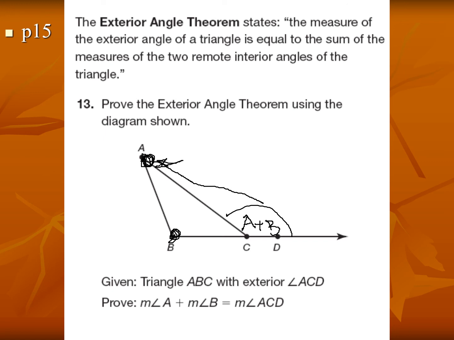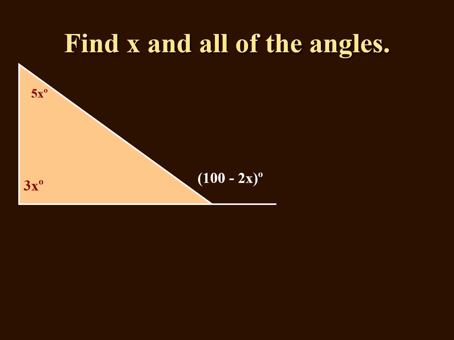So, if I'm looking at this angle, what are the two furthest away angles? C? No, C's right here by. It's A and B. Those two will add up to equal this one. So if this was 40 and this was 100, then this would be 140 degrees. Just that easy. And that works every time with triangles.